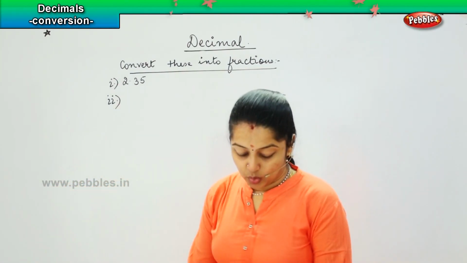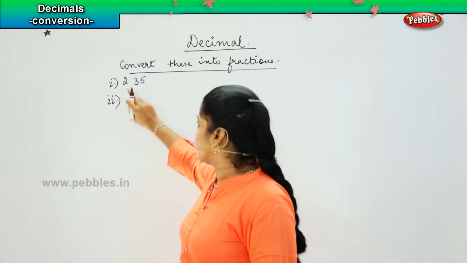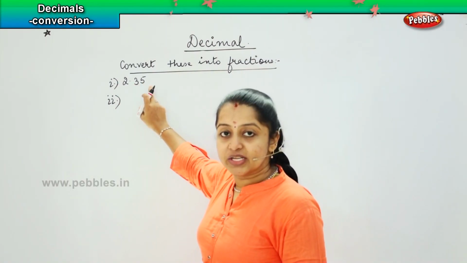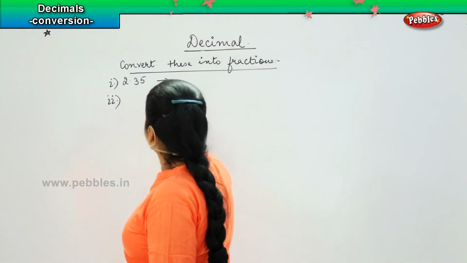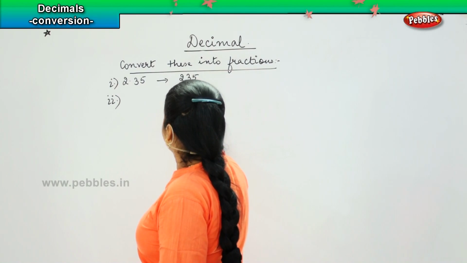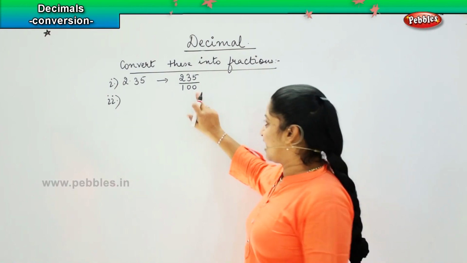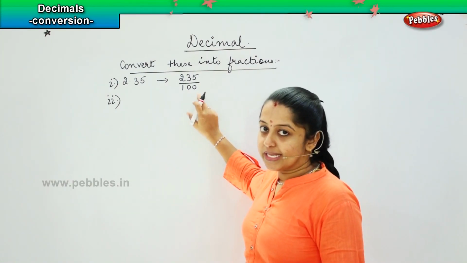So here, what I am going to do is, if the number is 0.35, that is after the point, if there is a 2-digit number, then we will be writing this number as 235 divided by 100. Okay. So how will you make it up? Shall we try to see why it comes like this?